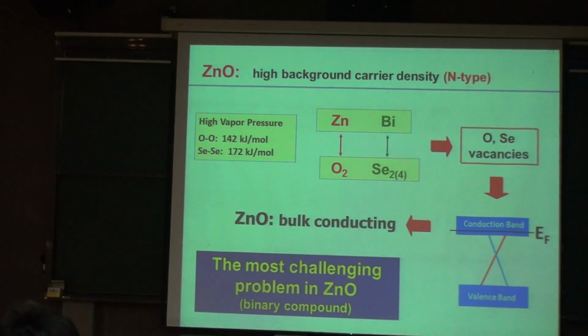I just want to mention another case, gallium nitride. If you look at the study before 1994, a lot of people tried to decrease the defect density of the gallium nitride, because as-prepared gallium nitride is always an N-type conductor. So that makes the P-type doping extremely difficult. Because you have the very high N-type background carrier density, to make the P-type doping, you have to compensate all the N-type carrier, and then you get the P-type doping.